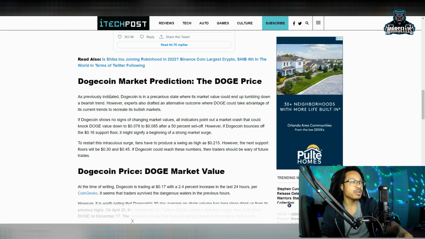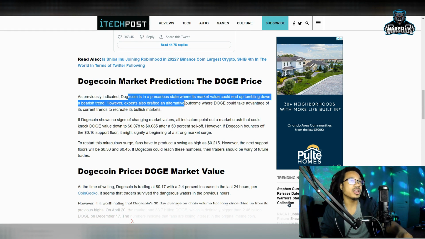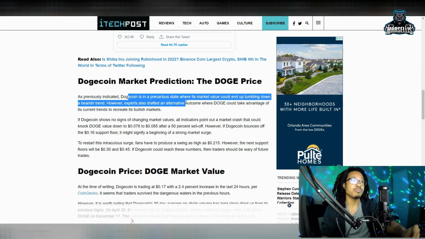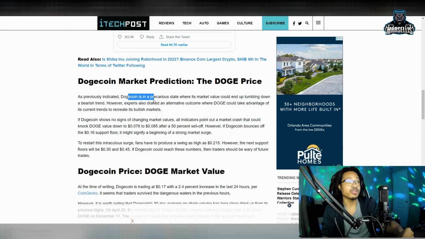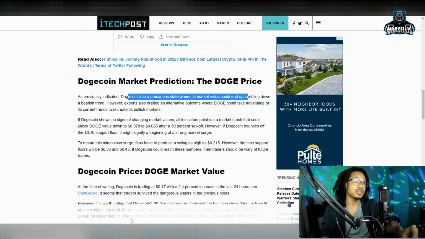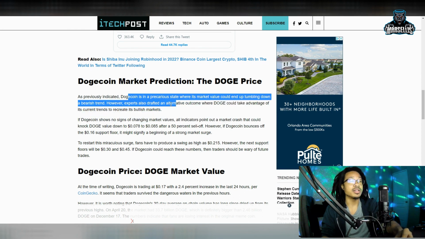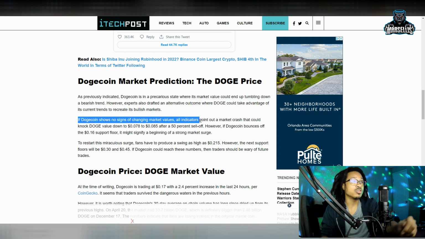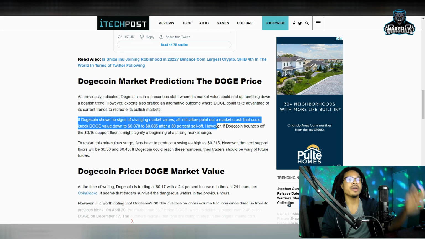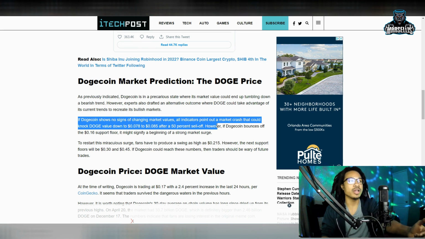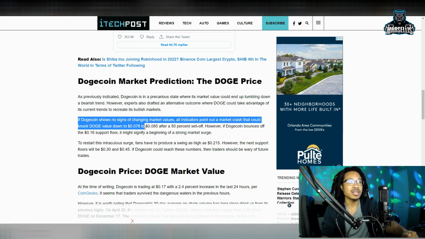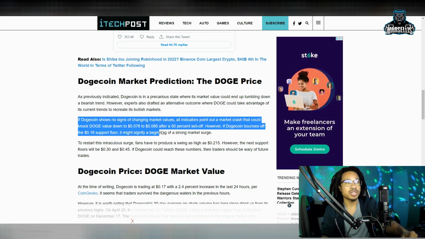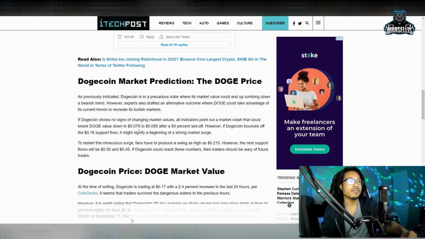So as previously indicated, Dogecoin is in a precarious state where its market value could end up tumbling down a bearish trend. However, experts also drafted an alternative outcome where Doge could take advantage of its current trend to recreate its bullish markets. So, if Dogecoin shows no signs of changing market values, all indicators point to a market crash that could knock Doge value down to 7 cents and then eventually to 8 cents after the 50% sell off. However, if Dogecoin bounces off the 16-cent support floor, it might signify the beginning of a strong market surge.